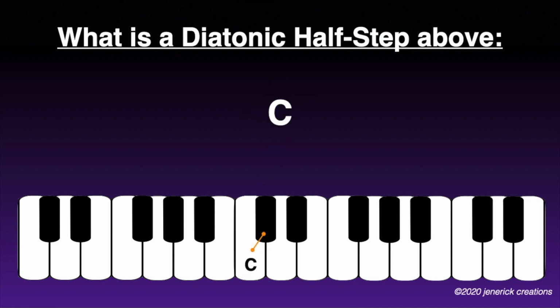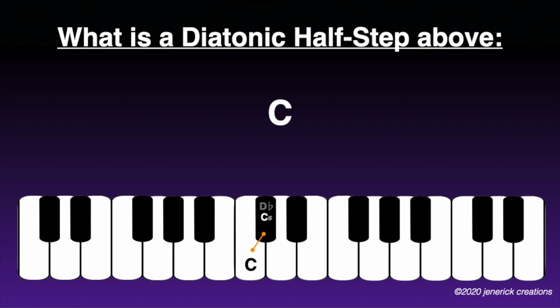We move one half step from the white key, it gets us to a black key. And that black key could be named either C sharp or D flat. Which one do we choose? Remember the word diatonic. So in that case, we started on C, we have to move to the next note in alphabetical order, which would be D flat.